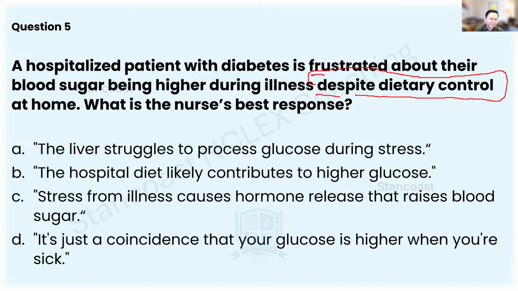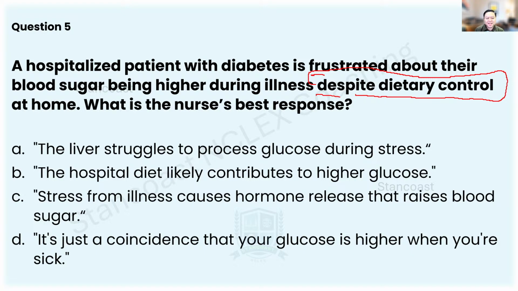So it didn't say anything about the insulin or the oral hypoglycemic. So what would be the explanation to that? Even though they are really trying hard to maintain a healthy diet, despite dietary control at home, what is the explanation why they will end up with higher blood sugars? Is it A, the liver struggles to process glucose during stress? Is it really?